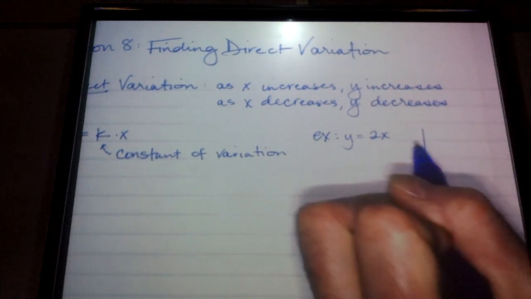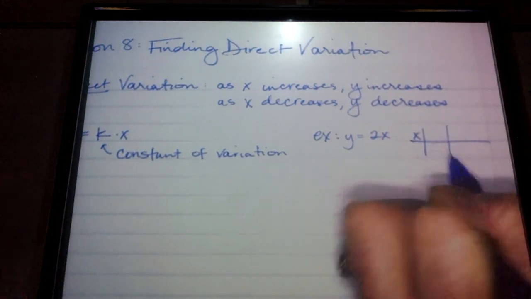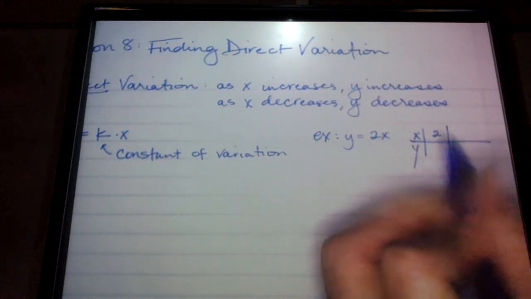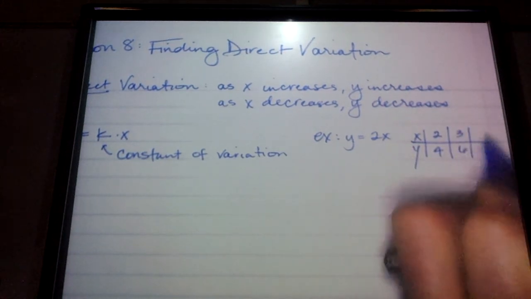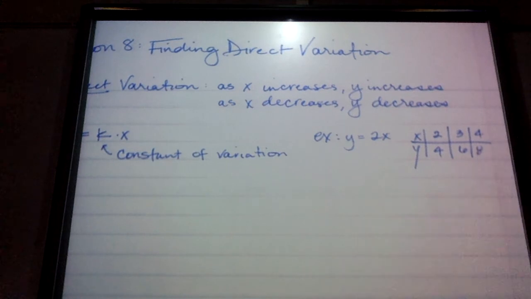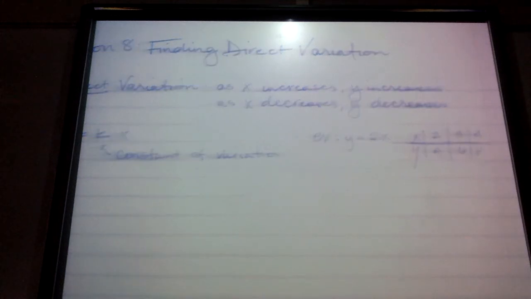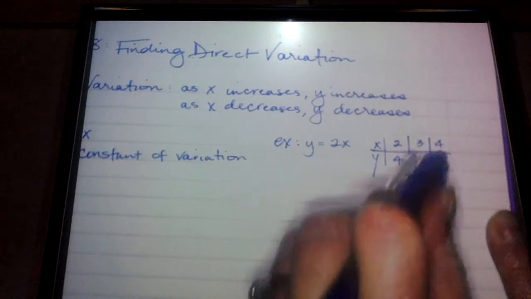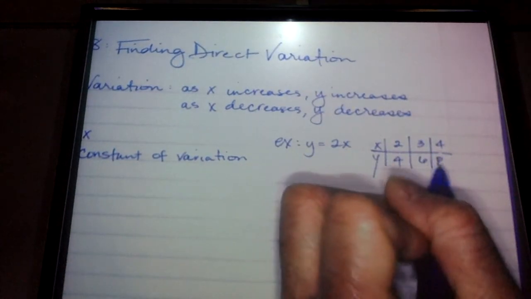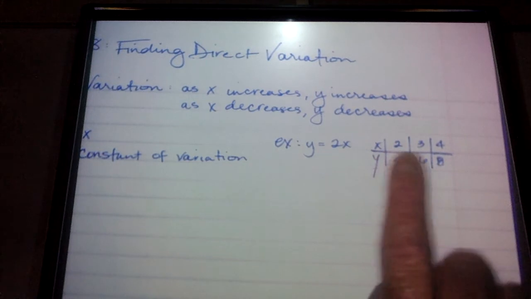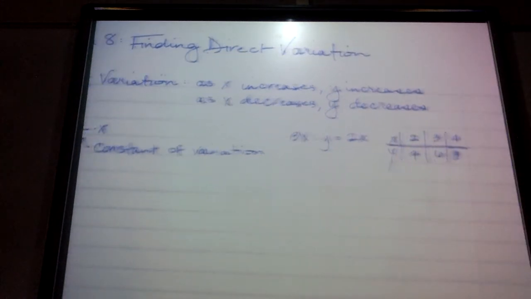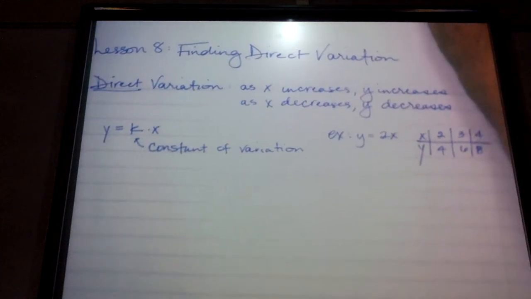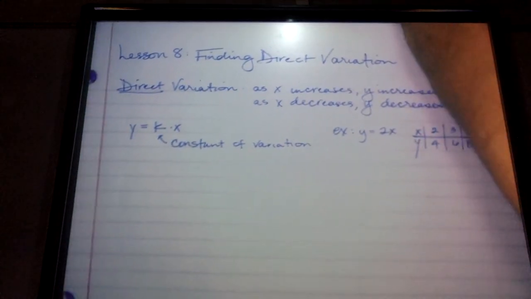So if x equaled 2, y would be 4, right? 2 times 2. If x equaled 3, y would be 6. If x equals 4, 4 times 2 is 8. Notice both values are increasing, so my 8 looks kind of sloppy. So as x is getting bigger, moving left to right, so is y. All right, so I'm going to do a couple examples with you, and then we'll do lesson practice.